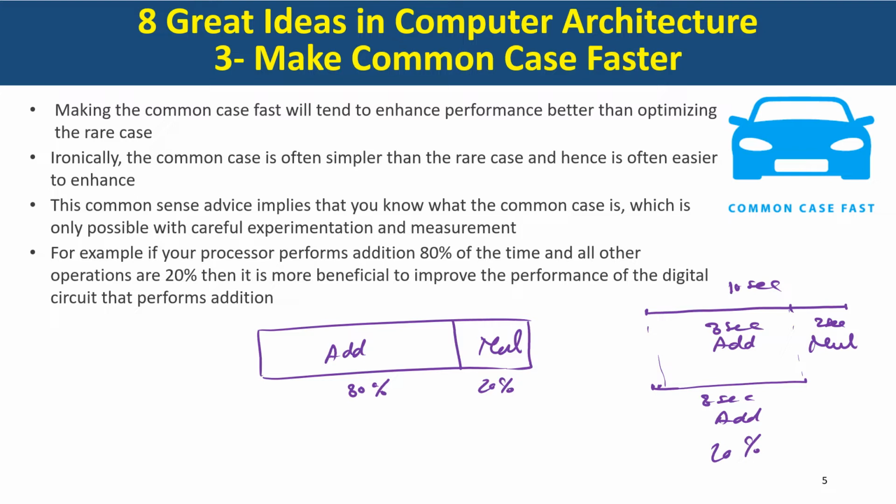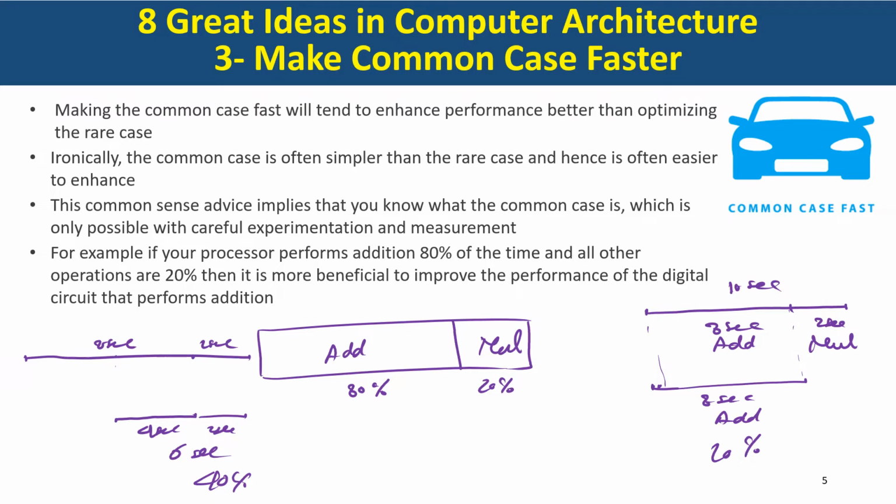So in that case, you have again 10 seconds multiplication, 8 second addition. Okay, now the addition takes only 4 seconds. So in the new design, you have 4 second addition, 2 seconds multiplication. So you have in total 6 seconds. 40% reduction in the execution time.